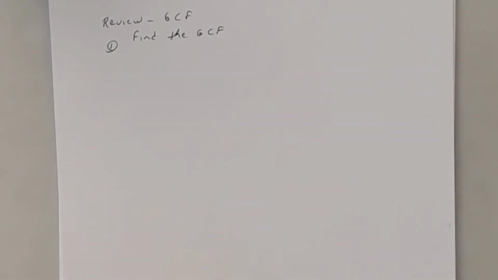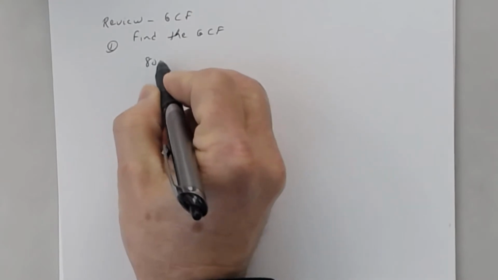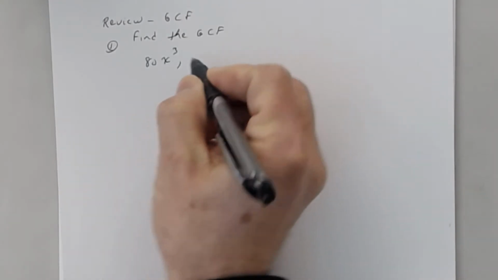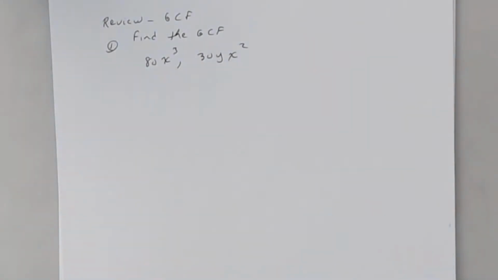Okay, so let's find the GCF of this one. We have 80x cubed, comma, 30yx squared. So 80x cubed, and then the other one is 30yx squared. All right, so notice how many terms do you see here?